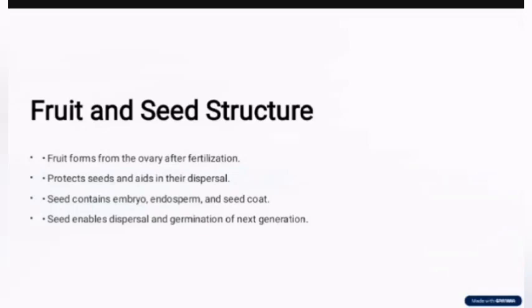Now, fruit is a mature and ripened ovary of a flower. Fruit is a mature and ripened ovary of a flower. So from this simple definition, you can deduce that fruits are formed from where? Ovary. Fruits are formed from where? Ovary.